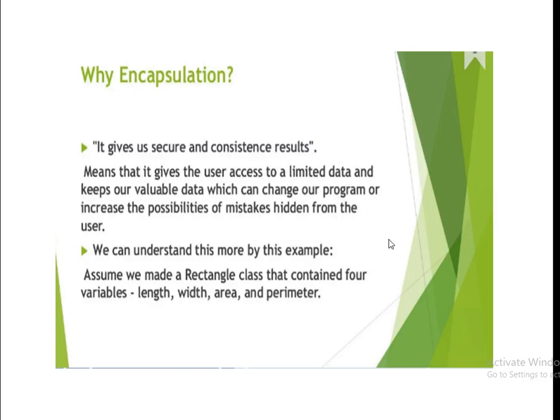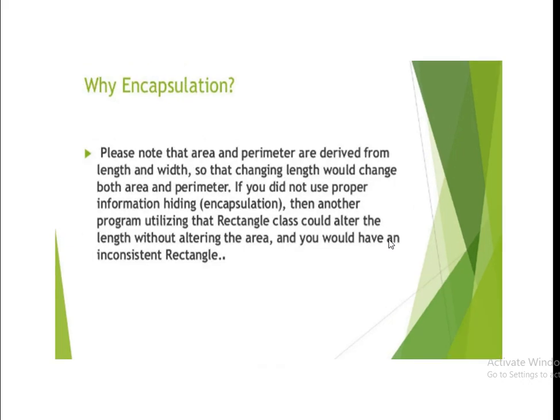We can understand this more with an example. Assume we made a rectangle class that contains four variables: length, width, area, and perimeter. Please note that area and perimeter are derived from length and width, so changing the length would change both area and perimeter. If we did not use proper information hiding, then another program utilizing that rectangle class could alter the length without altering the area, and you would have an inconsistent rectangle.